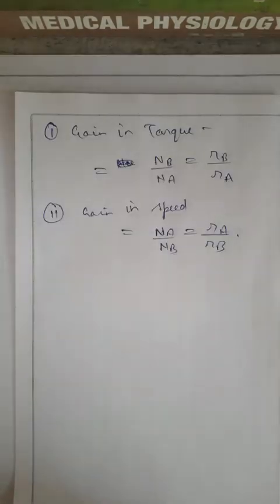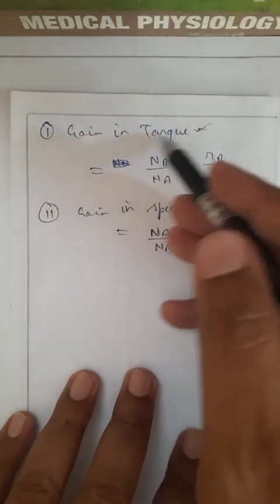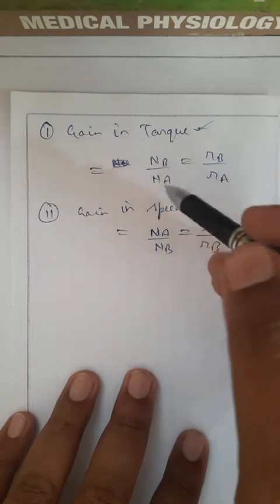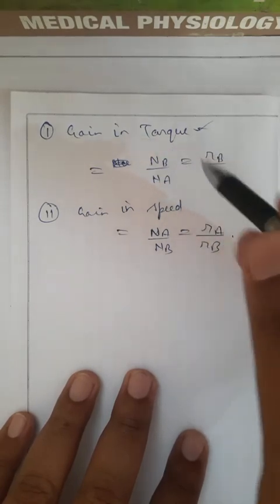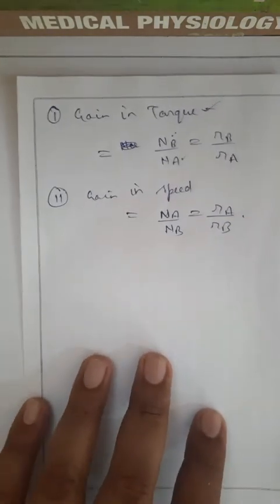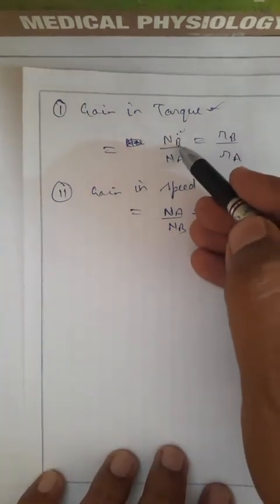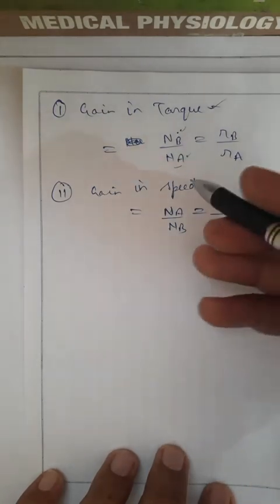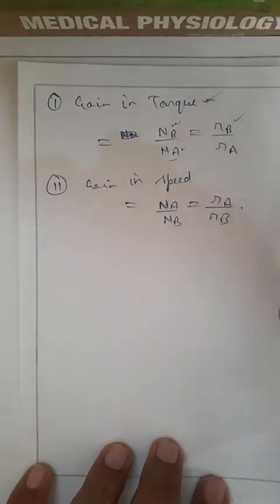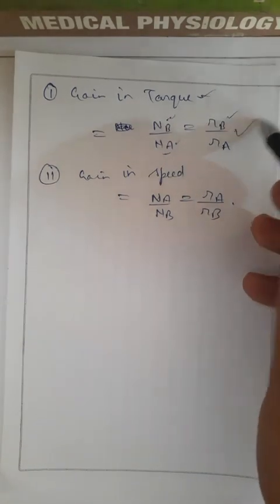Now we will discuss some uses of the gear system. The first use of the gear system is gain in the torque. Gain in the torque is given by the number of teeth in the driven gear divided by the number of teeth in the driver gear. The number of teeth in the driven gear was NB and in the driver gear was NA. Now we know that NB is directly proportional to the radius of gear B and NA is directly proportional to the radius of gear A. So NB upon NA is equal to RB upon RA.